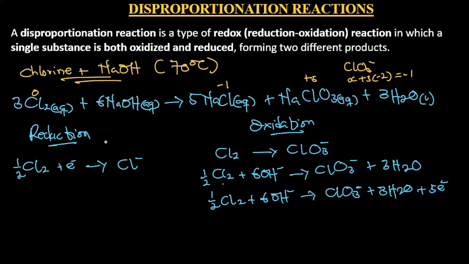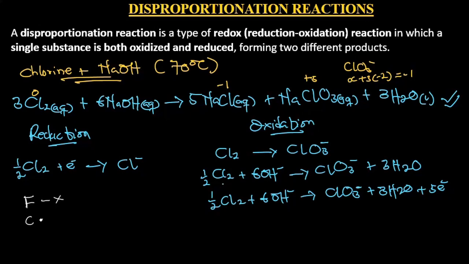So if we combine these two equations, we are going to have the overall equation, which is the reaction we've seen over here. So that is disproportionation reaction. Chlorine is getting oxidized, at the same time it is getting reduced. Now, I know your question might be, what about the other halogens? Fluorine is the most electronegative element, so if I pick fluorine, it will be very difficult for it to be oxidized. So fluorine cannot undergo a disproportionation reaction.